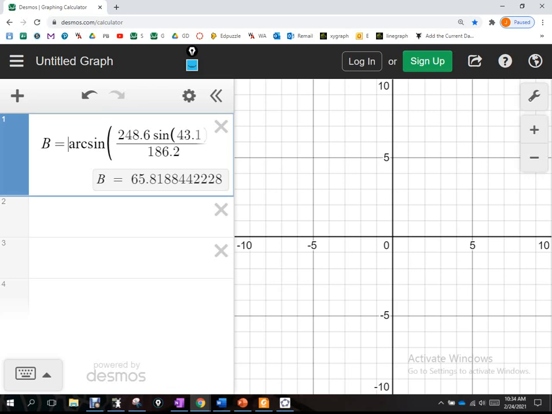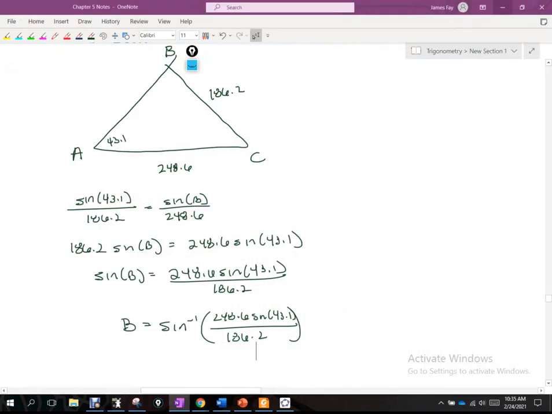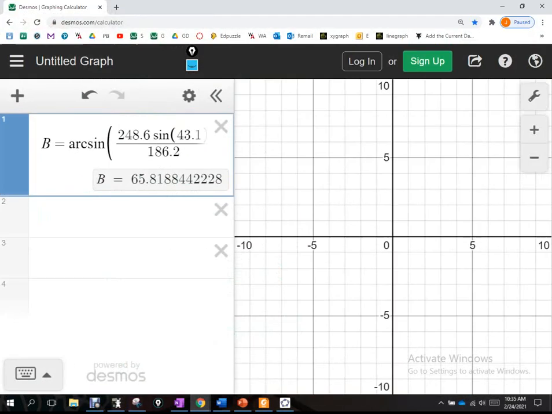Like I said, once we find that first initial angle, we first ask ourselves, can I have angle B to be 65 point, what was it, 8? Can it be 65.8? If I add 43.1 to that, I'm still under 180 degrees. Yes, I can have that. Does that make sense? Okay. So that is a perfectly fine angle to have.